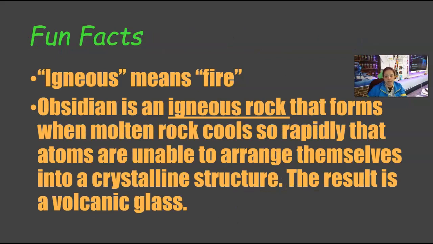So here's some fun facts. Igneous does mean fire, and obsidian is formed when molten rock cools so rapidly that the atoms are unable to arrange themselves into a crystalline structure. So you actually get volcanic glass. And if you're a Game of Thrones person, this is your dragon glass.